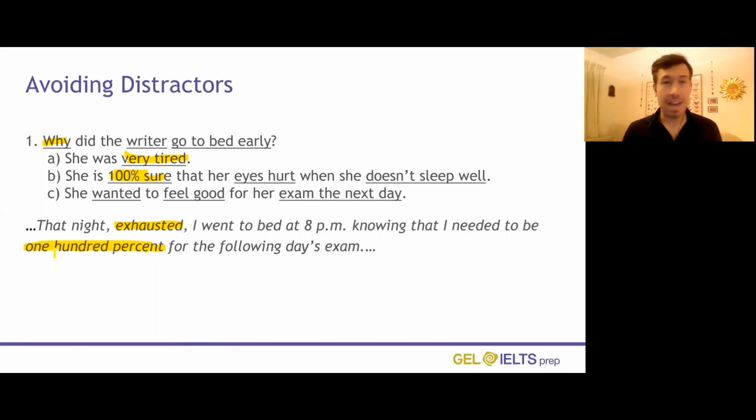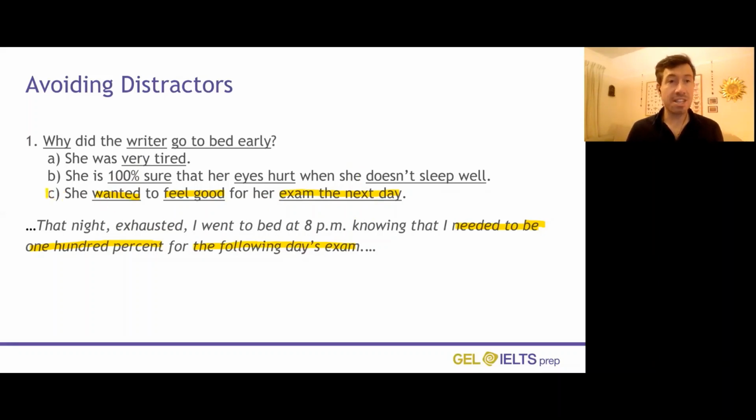So now let's look at C. Well, it says she wanted to feel good for her exam the next day. Okay, we can see here it said wanted. I went to bed at 8 p.m. knowing that I needed to be, okay, wanted, needed to be. They're synonyms, more or less. To feel good, we said be 100%. That means feel good. If you say, oh, I'm 100%, that means you feel good. So wanted and feel good for her exam the next day and the following day's exams, they're synonyms as well.